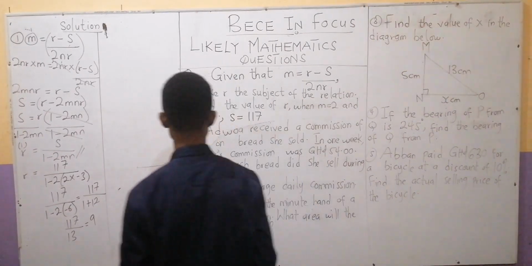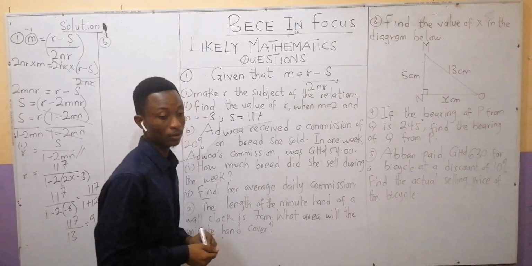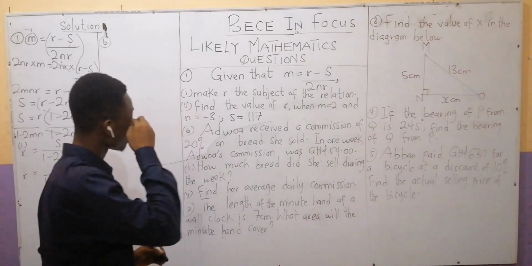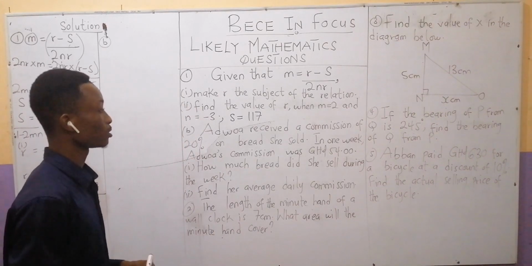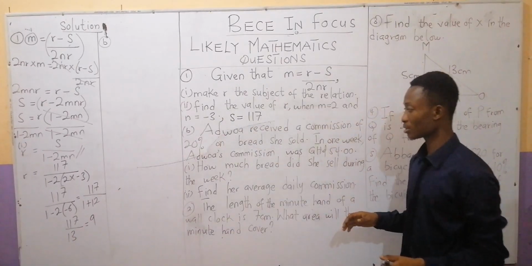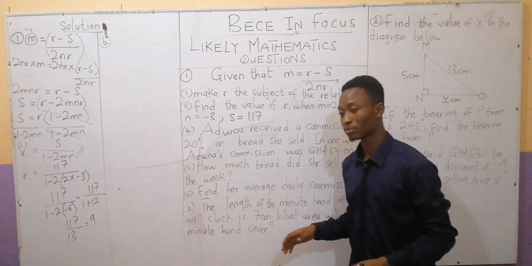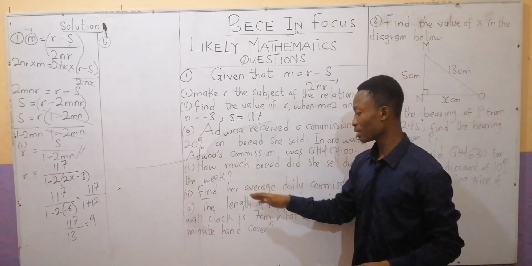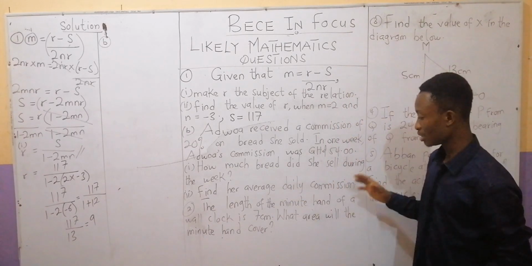And the next question, b. Ajua received a commission of 20% on bread she sold. In 1 week, Ajua's commission was 54 Ghana cedis. How much bread did she sell during the week? And find her average daily commission.